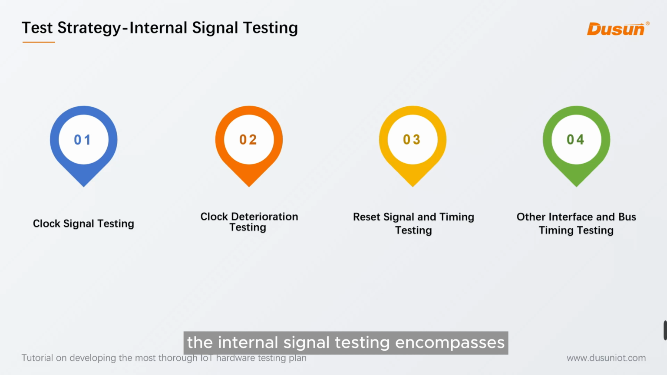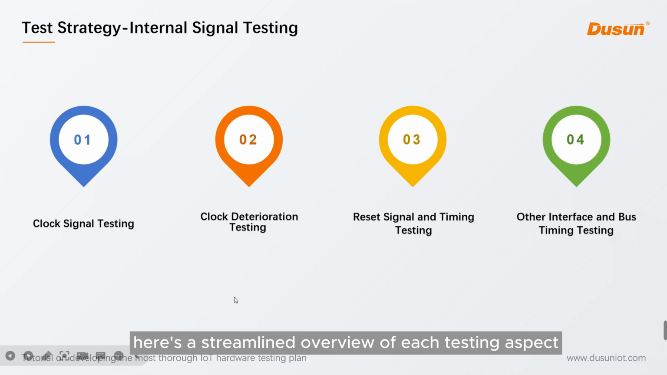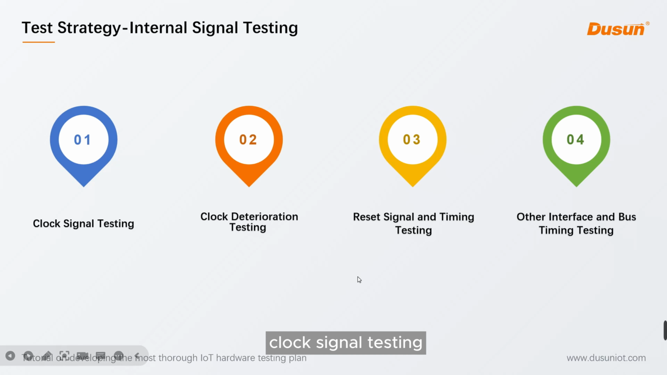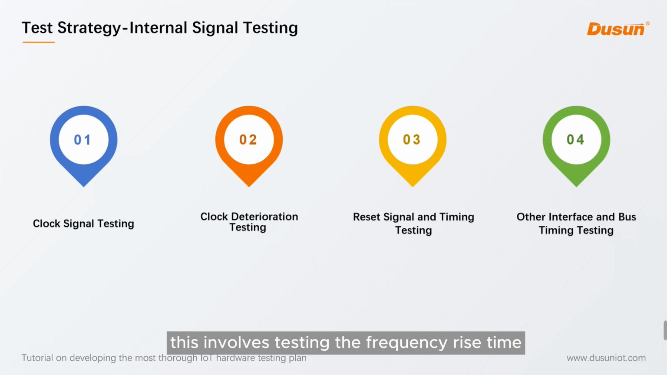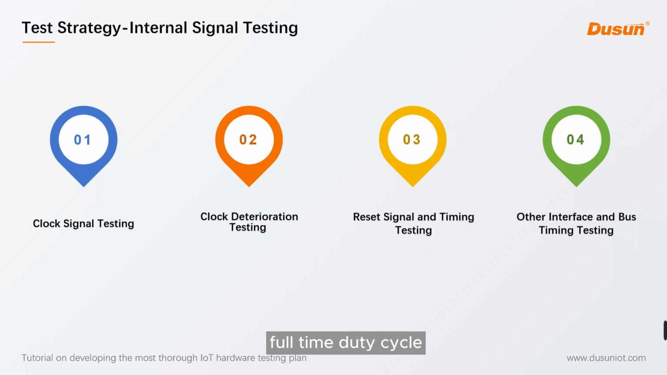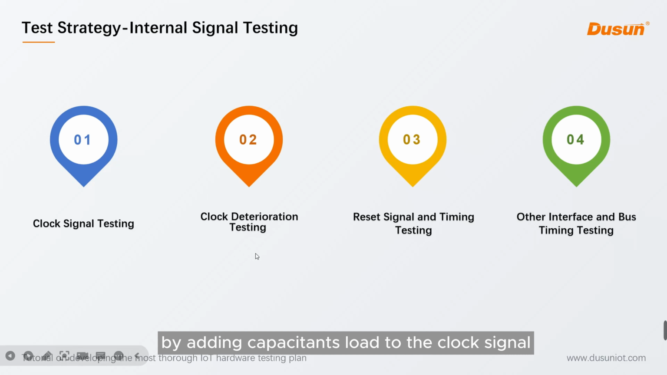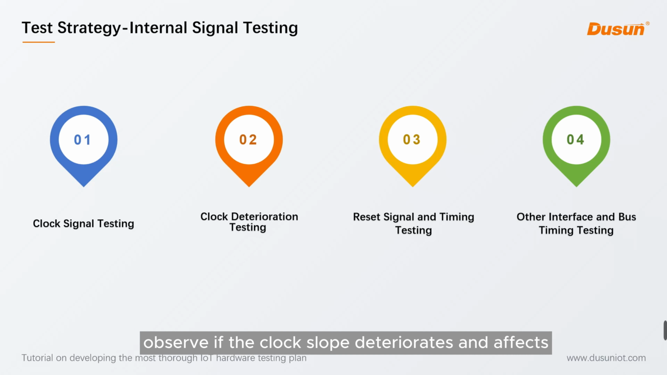The internal signal testing encompasses various aspects that need to be carefully evaluated to ensure the proper functioning of the system. Here's a streamlined overview of each testing aspect. Clock signal testing. This involves testing the frequency, rise time, fall time, duty cycle, overshoot, undershoot, and voltage level of each clock signal. Clock degradation testing by adding capacitance load to the clock signal. Observe if the clock slope deteriorates and affects the functionality of the respective unit on the board.